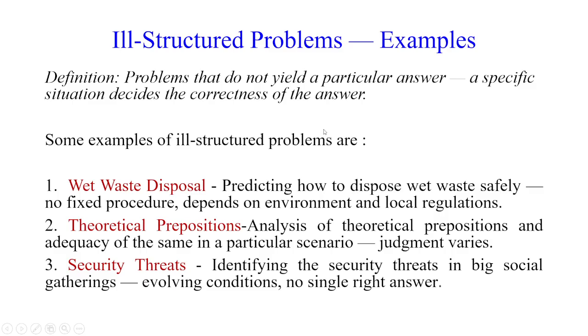The third one is about security threat identification. Suppose you have a threat at a large public gathering, such as a crowd at a music festival, a political rally, or a sports event, any event you can think of. The conditions change every minute, so no single algorithm can give you the right answer for it. Identifying threats in real time is going to be a very big challenge.